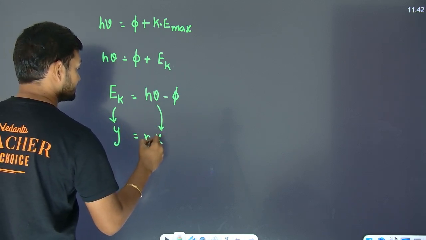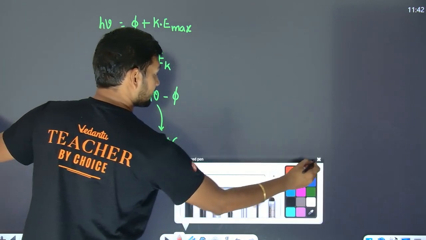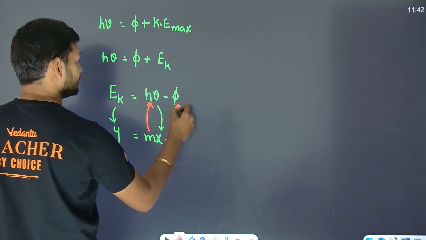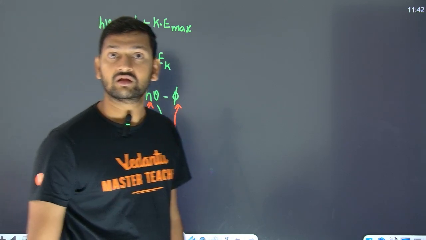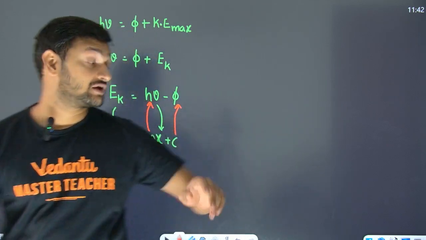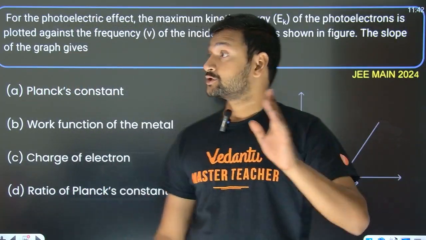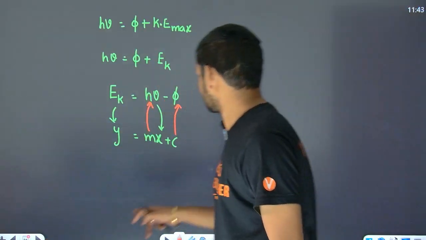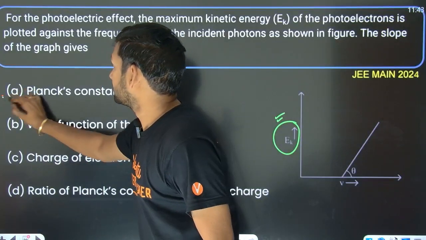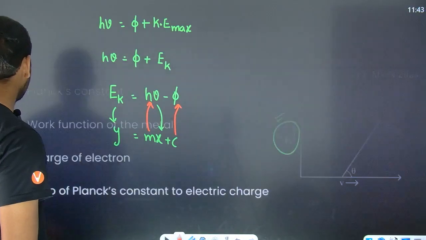So I can say it as y is equal to mx plus c. Here the slope is going to give Planck's constant, and c, the negative intercept, is going to give you work function. But in the question, they are talking about slope. Slope is what? Let's go back. What is slope? Planck's constant. So what you are going to mark? Planck's constant. Done. Okay. Next.